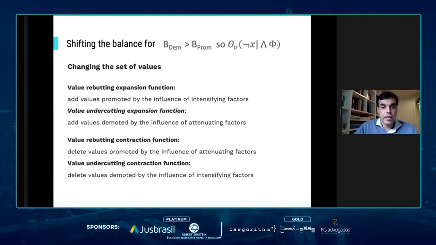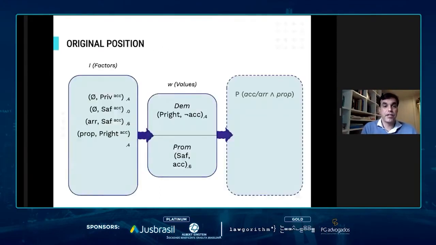We may also have the effect of shifting balance if we use a value rebutting contraction function, that is, to delete a value which is promoted by the influence of an attenuating factor. Otherwise, we have a value undercutting contraction function if we delete values that are demoted by the influence of intensifying factors. So let me give, just to finish, an example of adding a value.